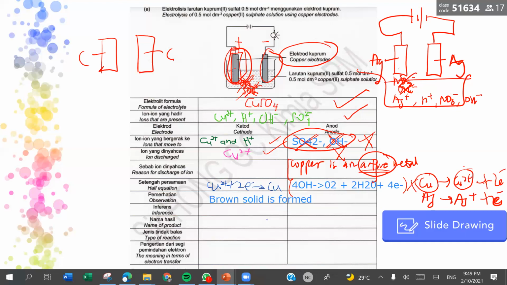Oxidized. Okay, yes, but you cannot say it as an observation. Is the copper electrode becoming thinner? Okay, yes, correct. Copper electrode dissolves and becomes thinner.